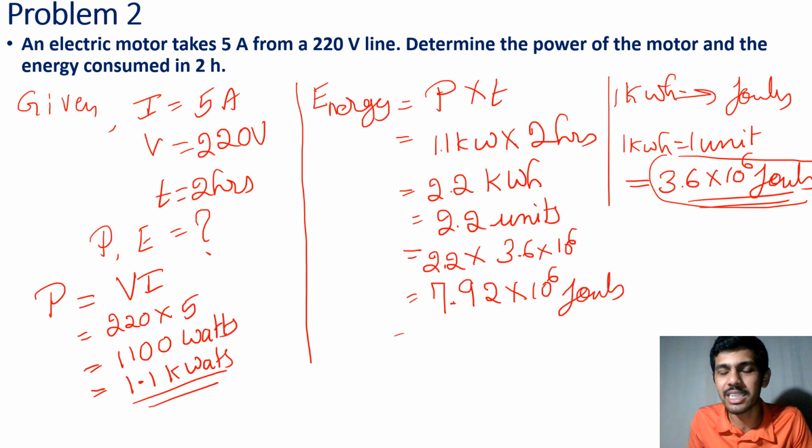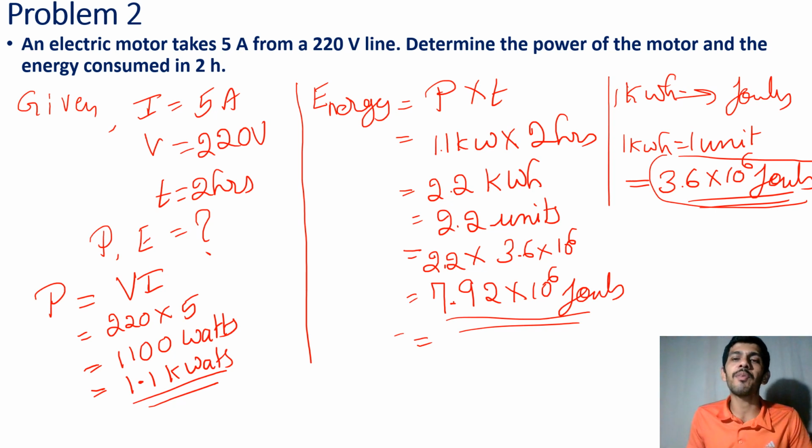That's it. Or else I can say that 10 to the power 6 is always mega, so 7.92 mega joules of energy, or 7.92 into 10 to the power of 6 joules of energy, is consumed by that particular electric motor if it is used for 2 hours.